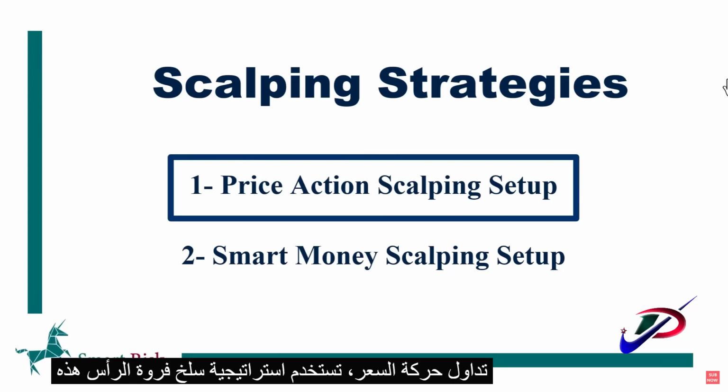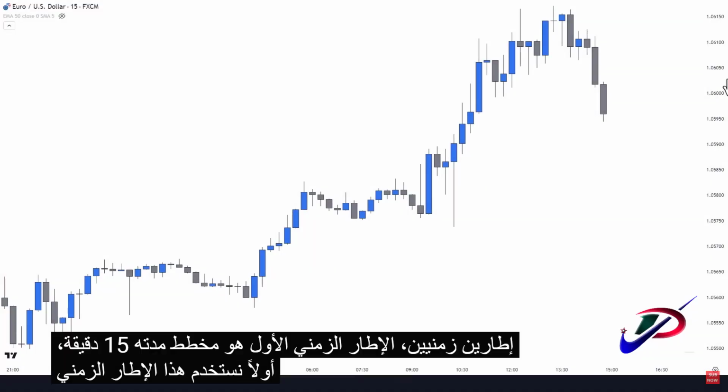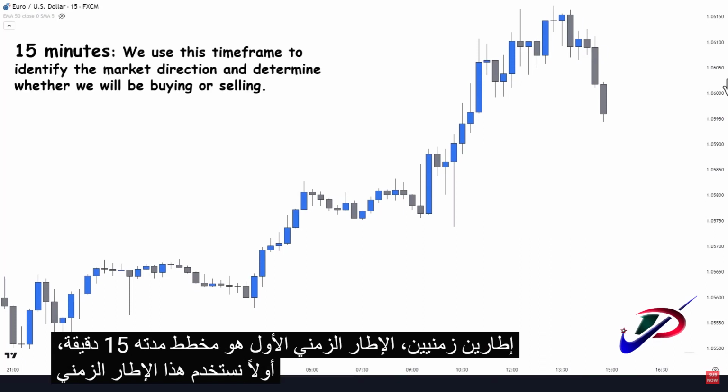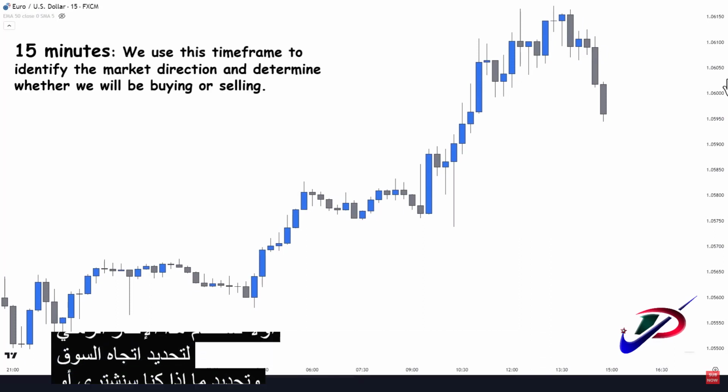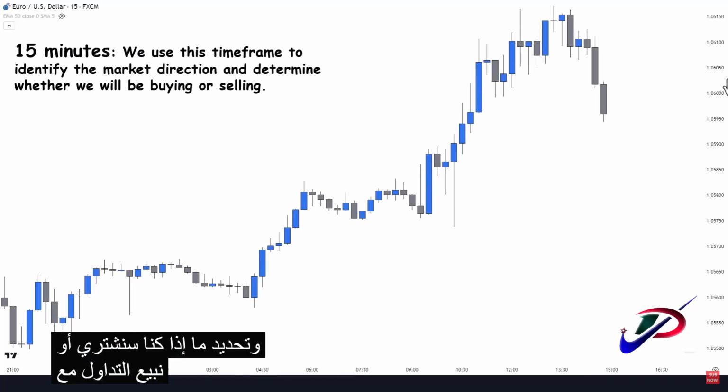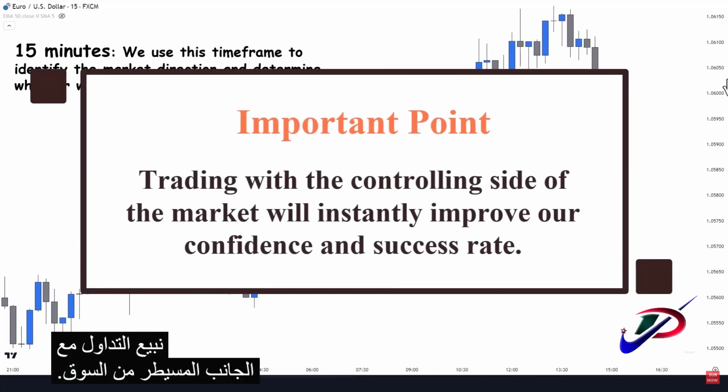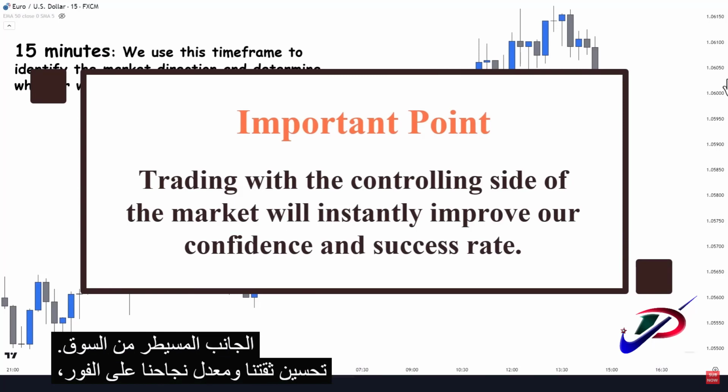This scalping strategy uses 2 time frames. The first time frame is 15-minute chart. First, we use this time frame to identify the market direction and determine whether we will be buying or selling. Trading with the controlling side of the market will instantly improve our confidence and success rate.